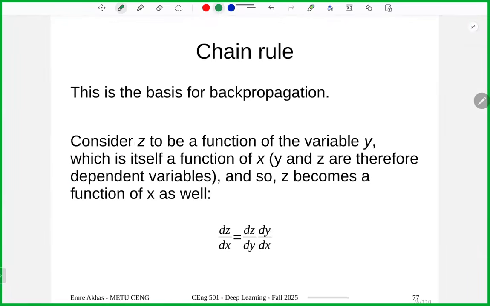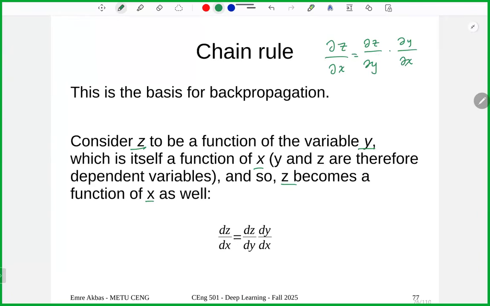And the chain rule, of course, you know from Isaac Newton from the 16th century. And this is the basis for backpropagation. If you consider z to be a function of variable y, which is itself a function of x, then y and z are therefore dependent variables, and so z becomes a function of x as well. And how do you differentiate z with respect to x? You use the chain rule, right?